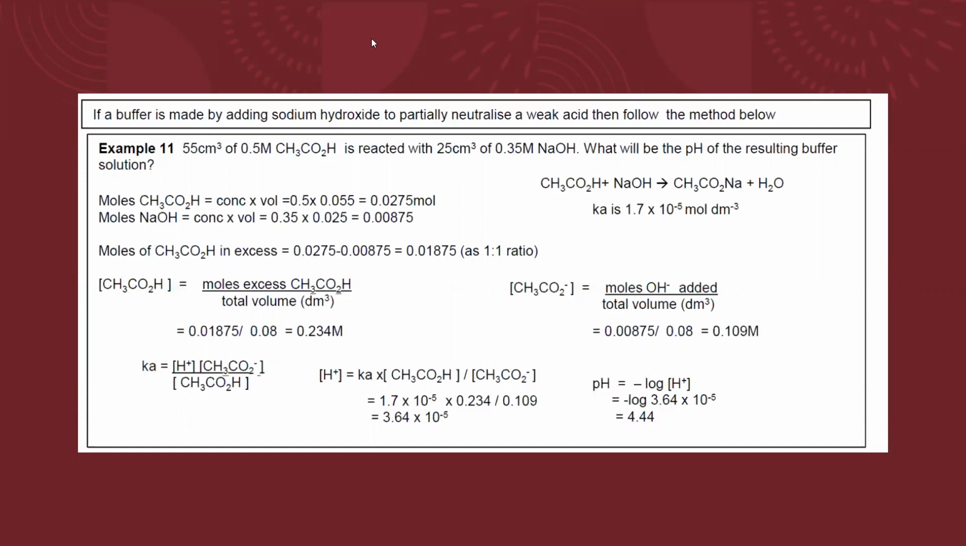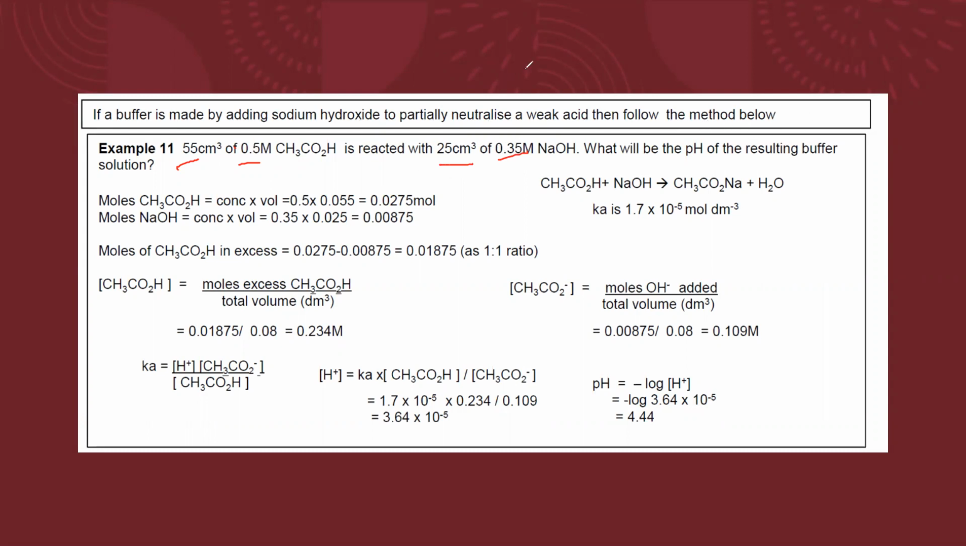The third method of making a buffer solution is by partial neutralization, meaning a limited amount of alkali is added to an acid. For example, you have 55 cm cube of 0.5 mole ethanoic acid, and these types of questions are common, reacted with 25 cm cube of 0.35 sodium hydroxide. What will be the pH of the resulting buffer?